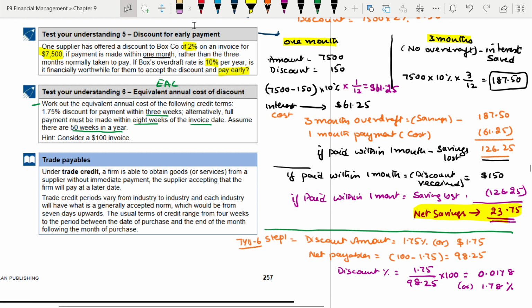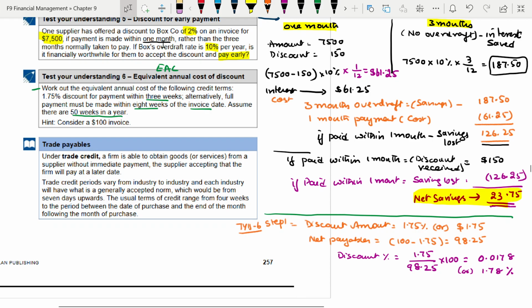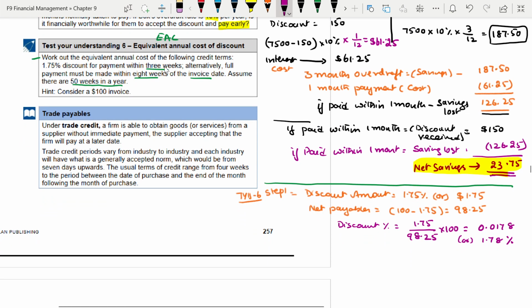1.78%. They are saying that within 3 weeks. They are talking in terms of within 3 weeks. Alternatively, full payment must be made within 8 weeks of the invoice date. Assuming how many weeks? They say 50 weeks in a year.